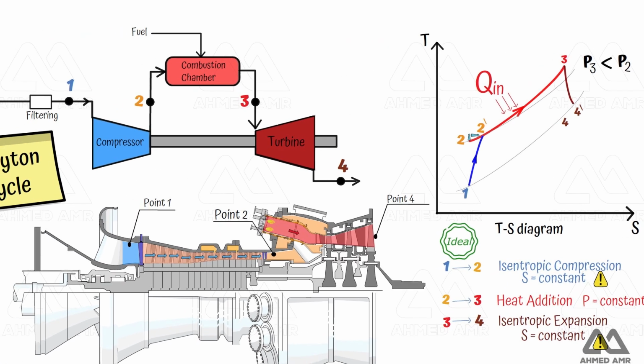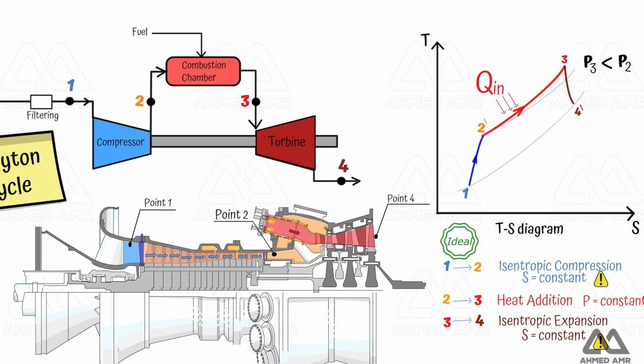Now let's look at real numbers for our gas turbine. Point 1. Air enters at near atmospheric pressure, or slightly lower due to filter losses, and at ambient temperature, for example 15 degrees Celsius. Point 2. Air exits the compressor at a pressure of about 15 to 16 bar, and a temperature between 380 and 420 degrees Celsius, depending on load and ambient conditions.